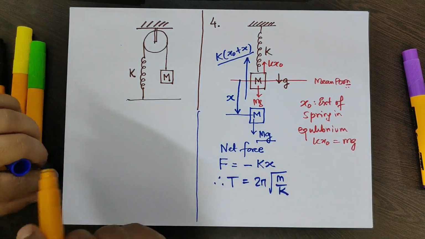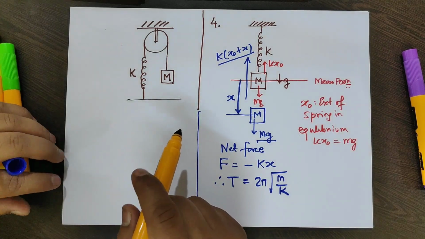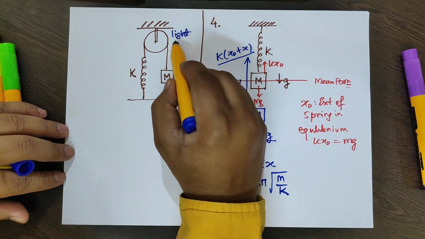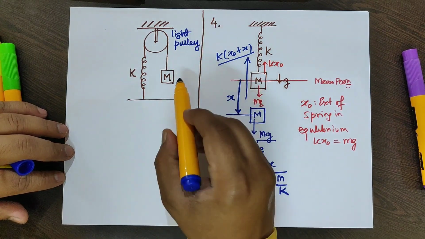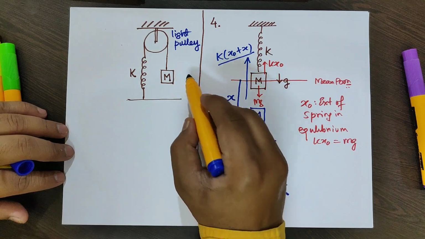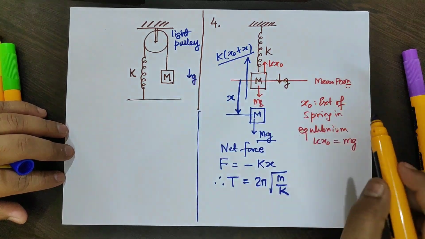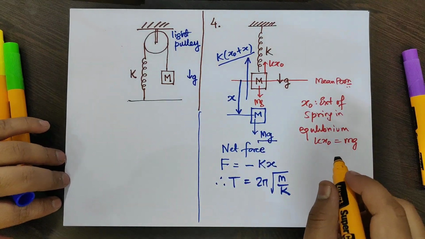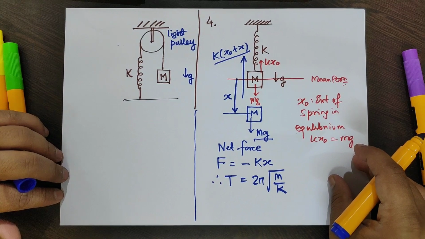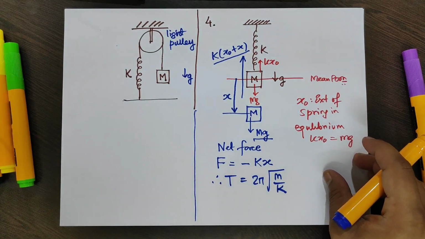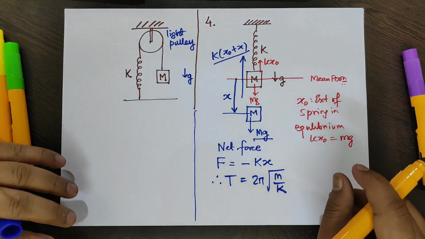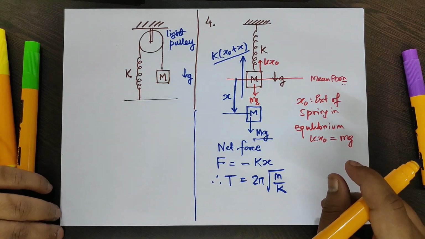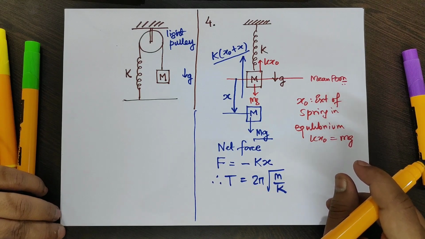So now we can move on to solve this problem. This is a massless pulley, and this is a block, and obviously there is gravity. Now, as we have seen in this problem, gravity does not play any role in determining the time period. So in all these cases, we can put g as 0 and solve for the time period, because the time period won't depend on g anyway.